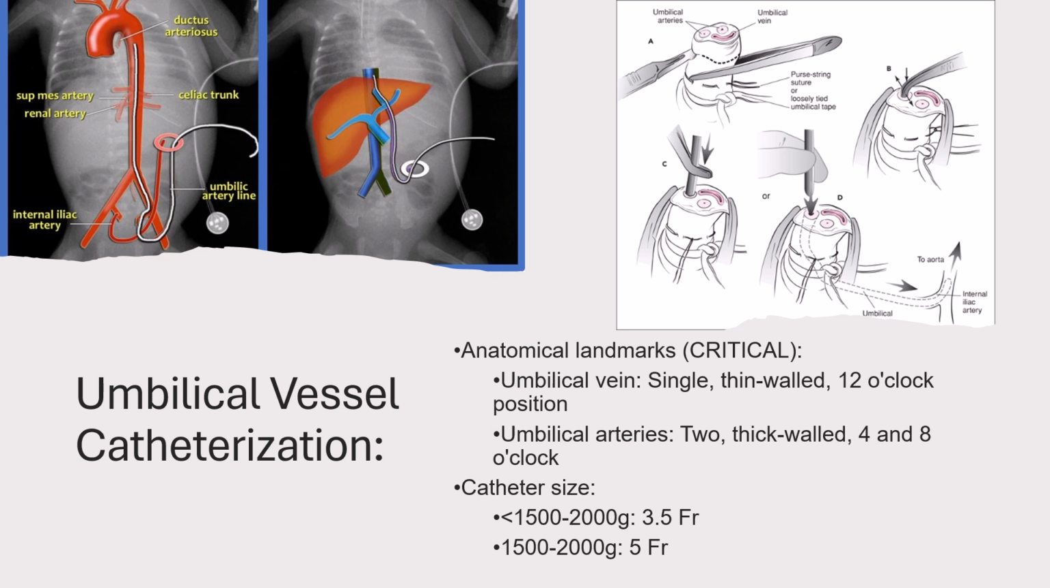Common indications for umbilical artery catheterization include frequent arterial blood sampling, continuous blood gas monitoring, and blood pressure monitoring. Umbilical venous catheters are used for emergency medication administration, fluid resuscitation, and central venous pressure monitoring. The exam may test these anatomical landmarks and proper catheter selection.